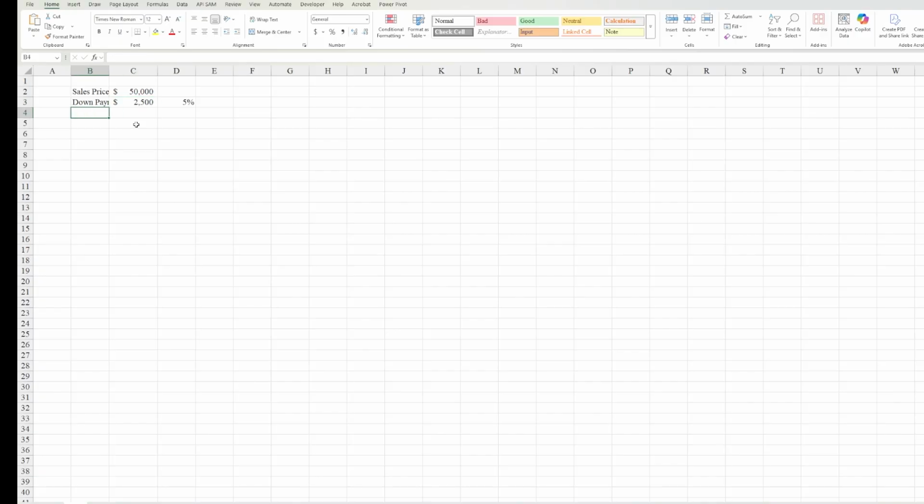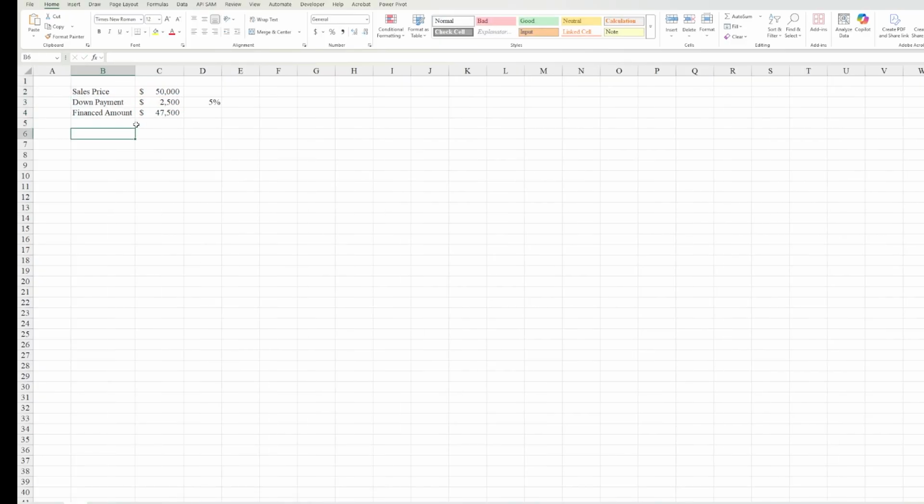And then this is going to be the financed amount. Equals C2 minus C3, so it gives us the financed amount. Let's just stretch these out, and we're going to do our terms right here. So our APR is going to be, let's just say it's 7.00%, and our term in years, let's say it's 5 years.